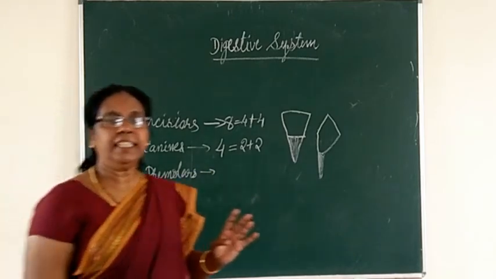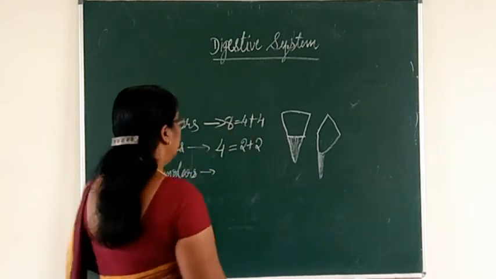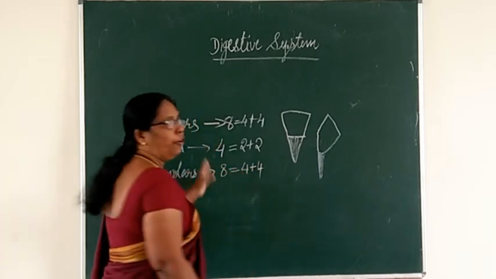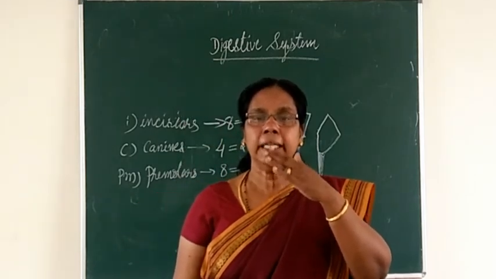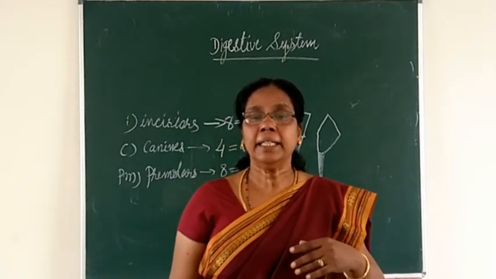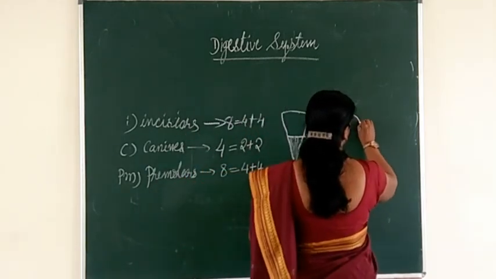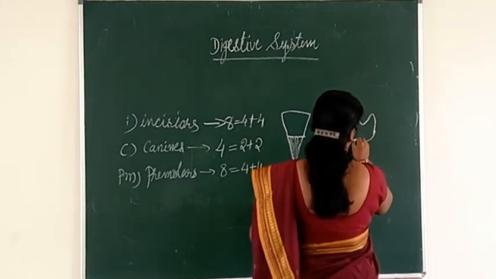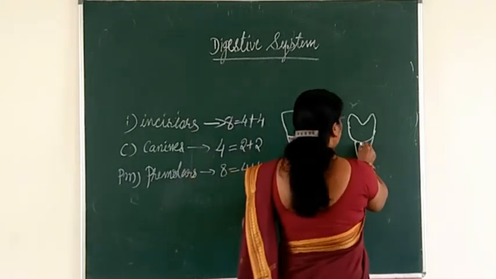And the third type of teeth is premolars, and these are 8 in number. That is 4 plus 4: 4 premolars in the upper jaw and 4 premolars in the lower jaw. And it has 2 hill-like projections. See? Like this, 2 hill-like projections.